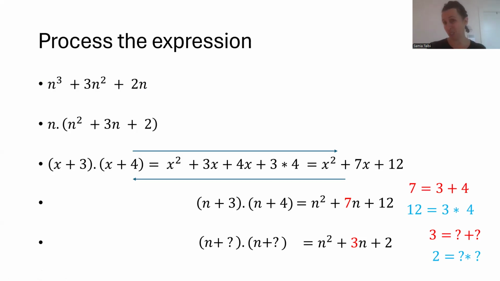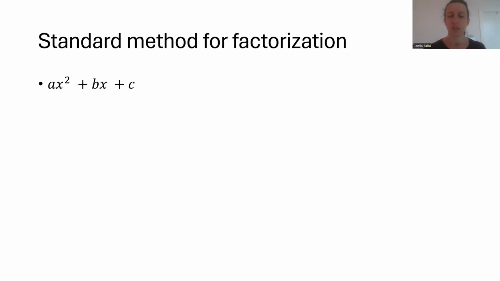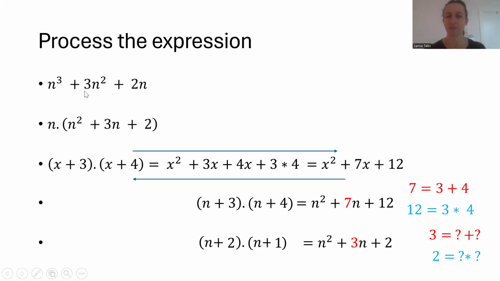It would be simply, right, multiplying giving 2 is just 1 and 2, and the sum is 3. So that's fine. It would be n plus 2 and n plus 1. Giving us basically the factorization of the quadratic polynomial we have here, right?